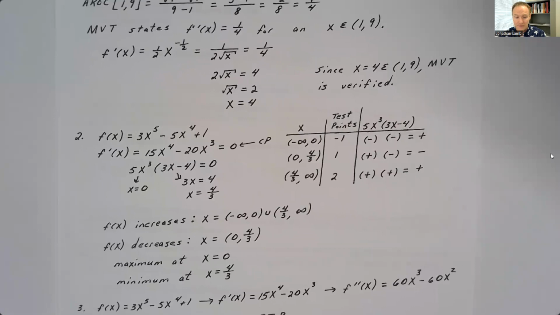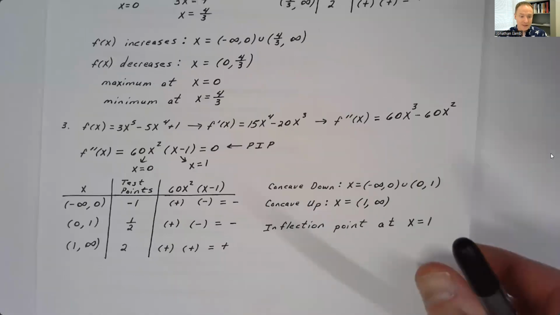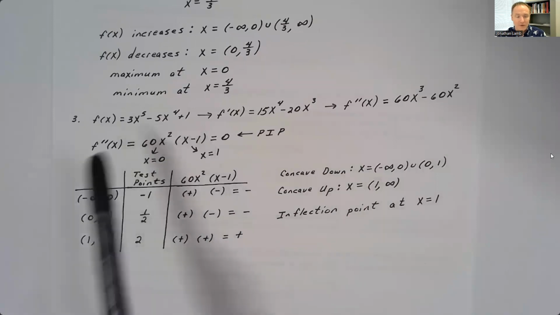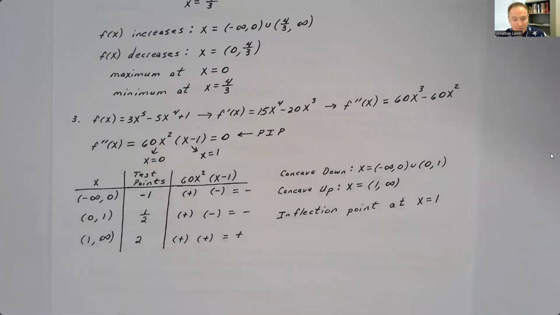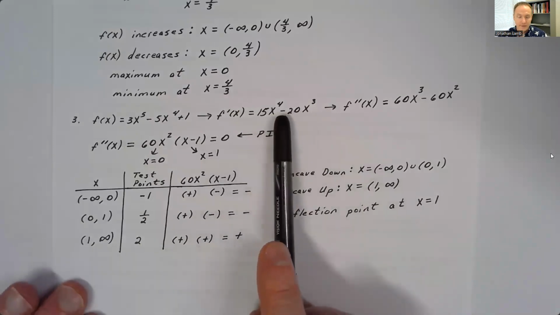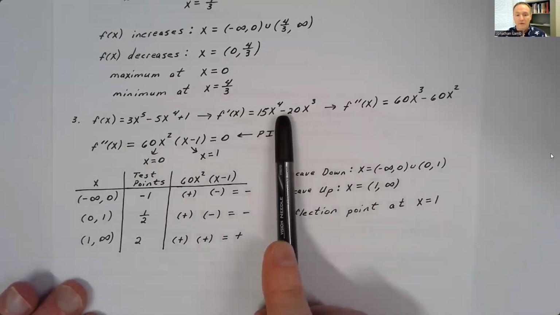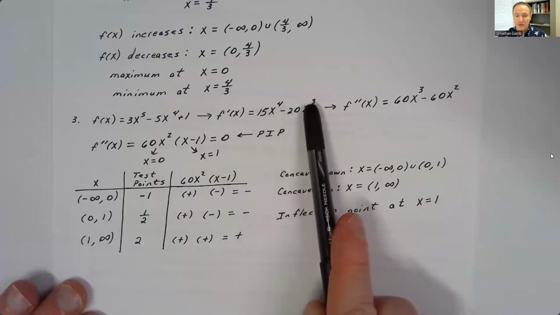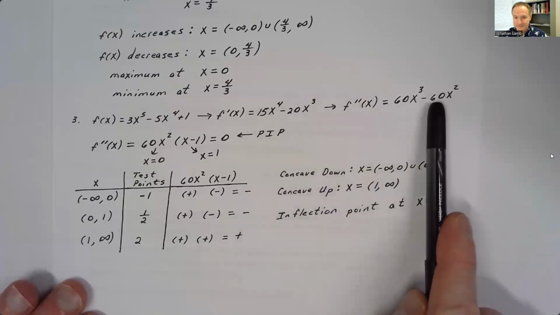Now for the second derivative sign test, I still have the same original function. So you'll see I still have f of x is 3x to the 5th minus 5x to the 4th plus 1. We already found this in our first derivative test. So now I just need to do the second derivative test. I take the derivative again. When I do, I'll get 60x to the 3rd minus 60x squared.